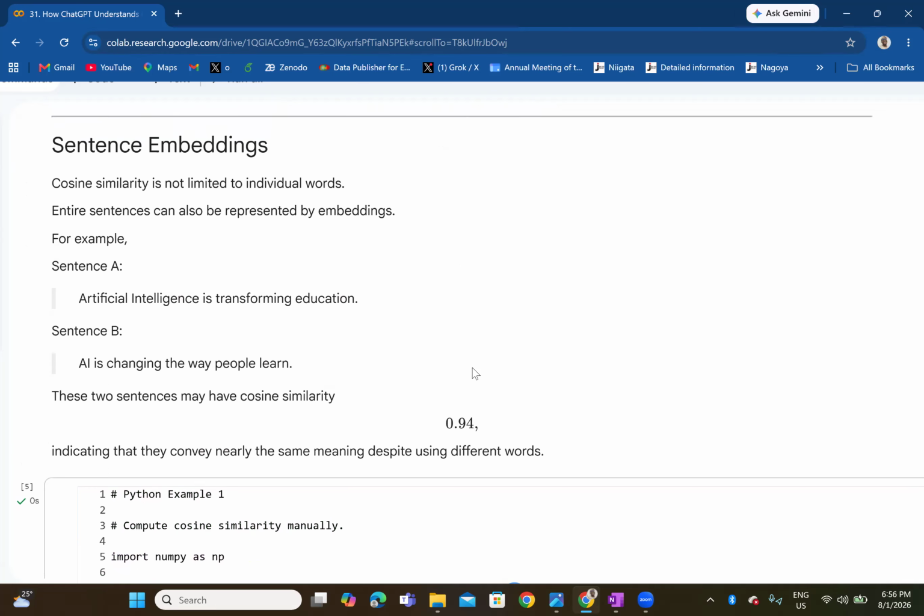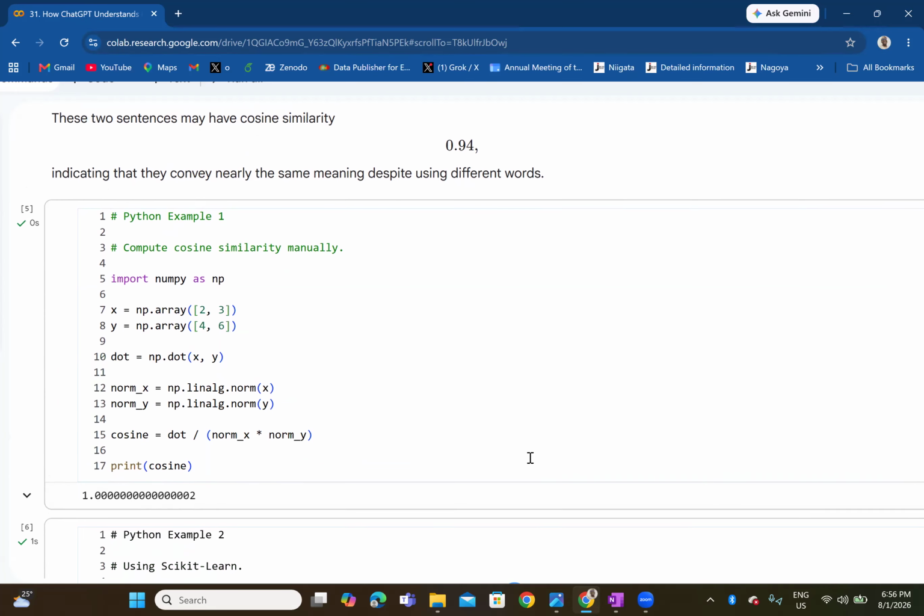Now, sentence embeddings. Cosine similarity is not limited to individual words. Entire sentences can also be represented by embeddings. For example, if sentence A is "Artificial intelligence is transforming education," and sentence B says "AI is changing the way people learn," these two sentences may have a cosine similarity of 0.94, indicating that they convey nearly the same meaning despite using different words.